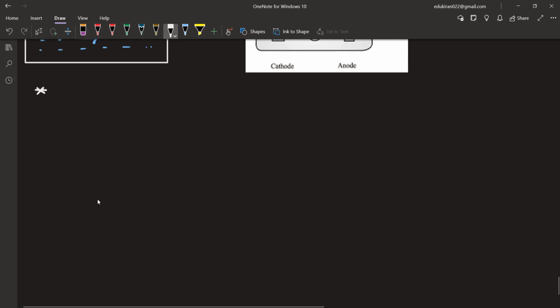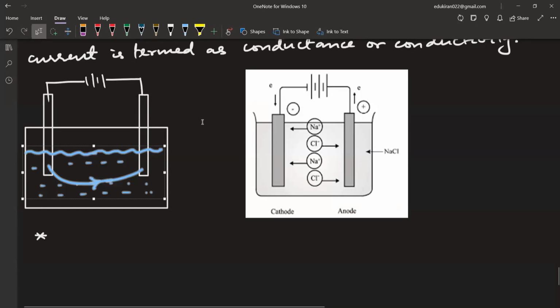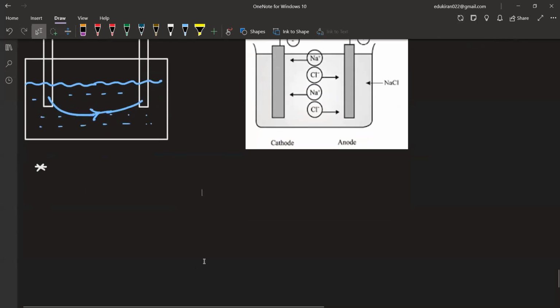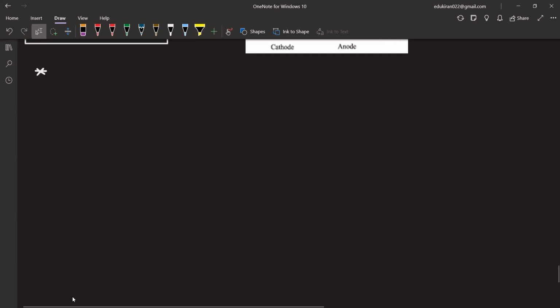So are we supposed to draw that? No, you don't. This one? No, the other one. This one? No, you don't need to draw it. Okay. We'll be looking at NaCl aqueous, NaCl molten, all of these states, then you will draw Ohm's law.